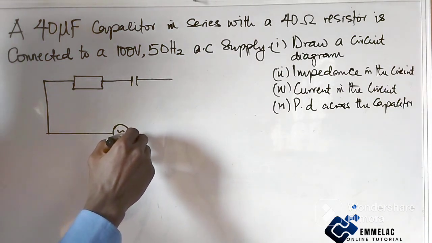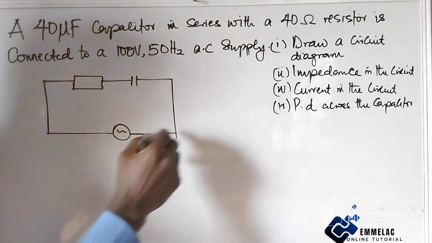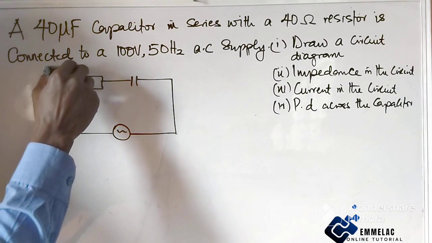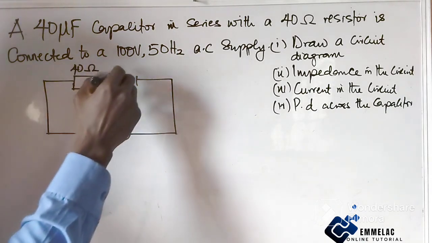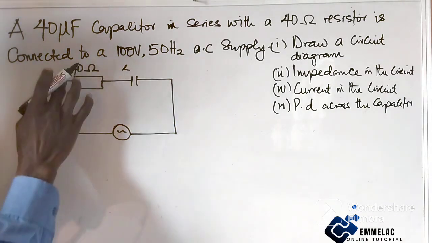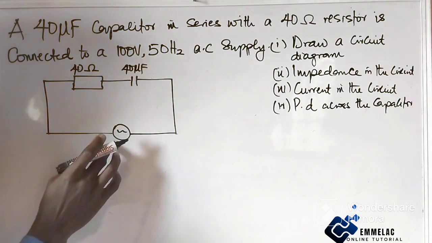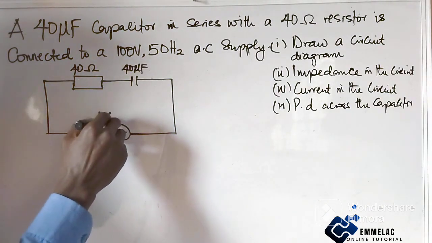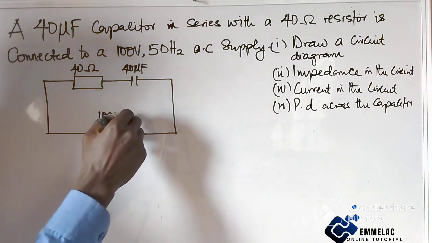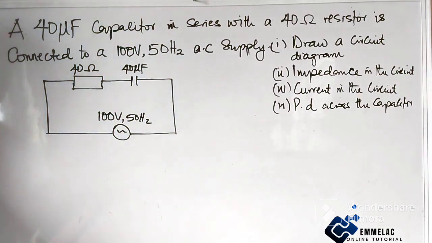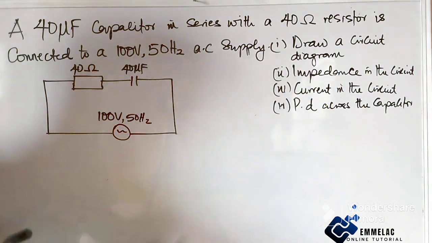Alternating currents. So here we have 40 ohms, 40 microfarad, and here we have 100 volt. All right, now this is the diagram to depict this.